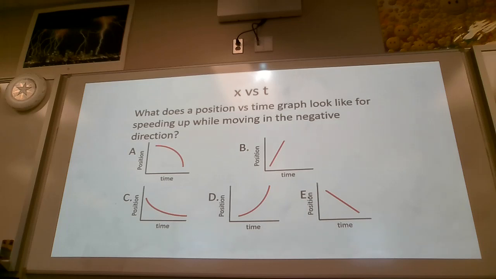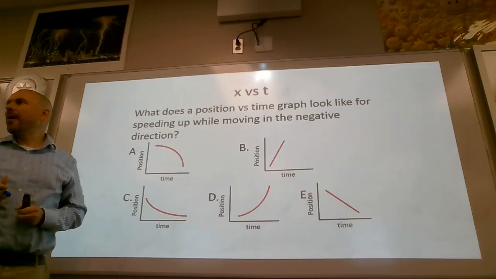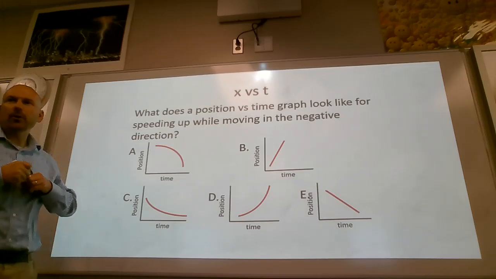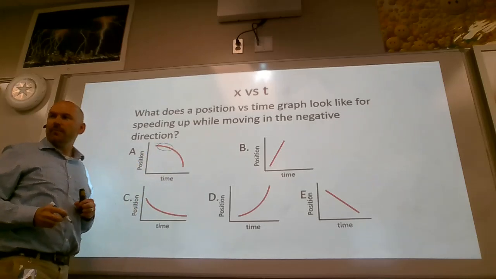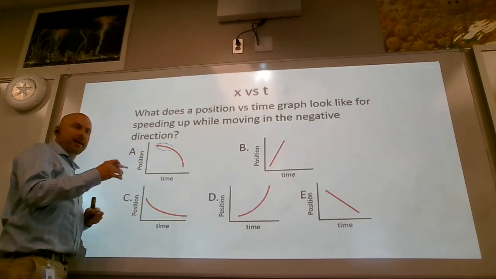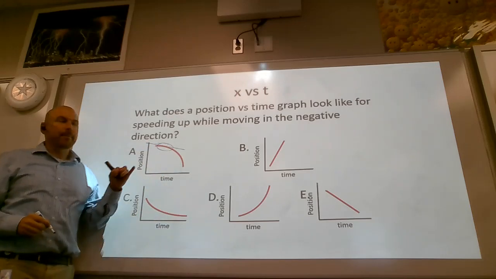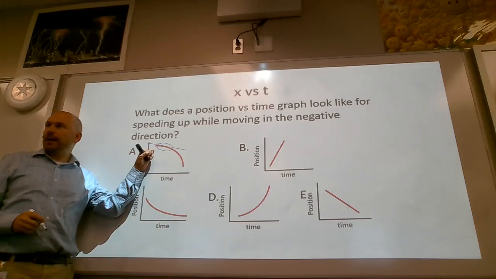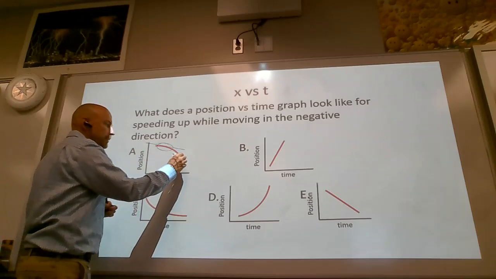Correct answer is A. Here's my recommendation for things that curve. Take it in chunks. What do I mean by that? There's a chunk. Approximate the slope in that chunk. Is that a positive or negative slope? Negative. Is it steep or shallow? Shallow. So that means fast or slow? Slow. So you're moving slow in the negative direction.